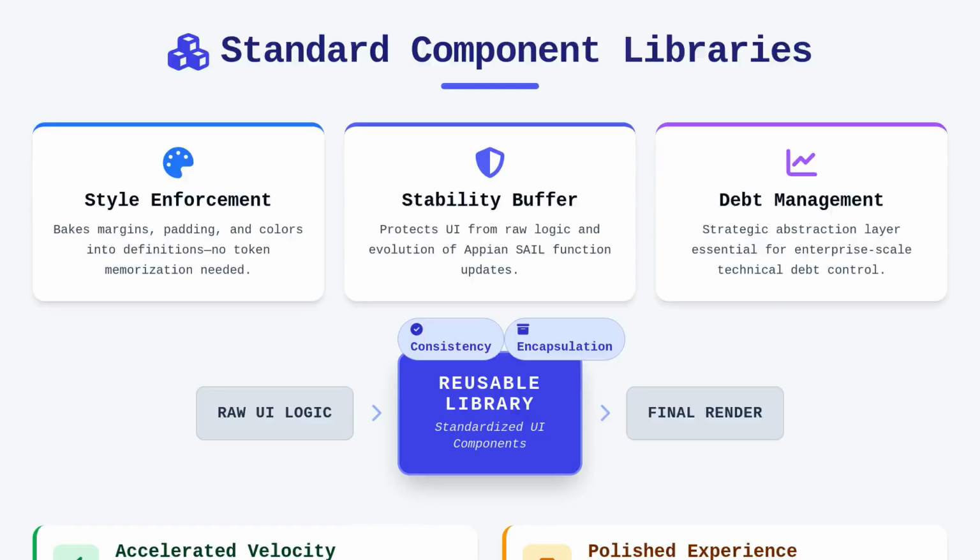Maintaining a library of standard components also allows for strict enforcement of corporate-style guidelines without requiring every developer to memorize every design token. When you encapsulate a button group or a header within a reusable component, you bake the necessary margins, padding, and color schemes into the definition itself. Even if the underlying Appian SAIL functions update or evolve, your components remain anchored to the design specifications you settled on initially. This abstraction layer acts as a buffer between the raw UI logic and the final form render, which is essential for managing the long-term technical debt of an enterprise application.